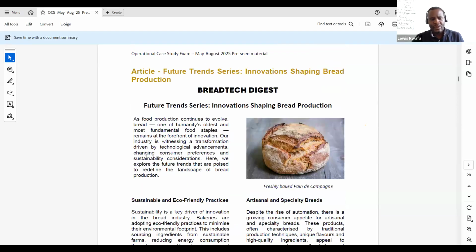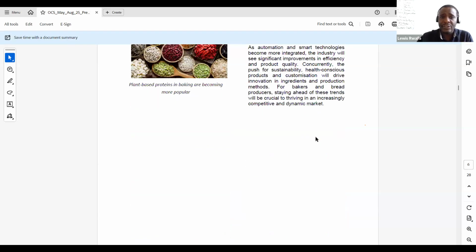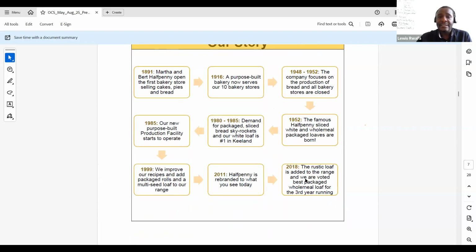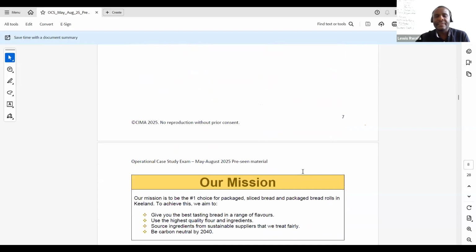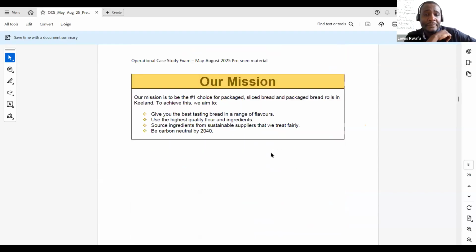Quick look at all this other information. You need to go through this. I'm not going to read sentence by sentence here. This is the story where it started with Martha and Bert in 1891, and then it says 1916 and so on and so on. Just go with that. Let's go on our mission. Here, the examiner might come up with something: give you the best tasting bread in terms of ranges of flours. So Halfpenny has just one supplier of yeast. Very, very dangerous, isn't it?